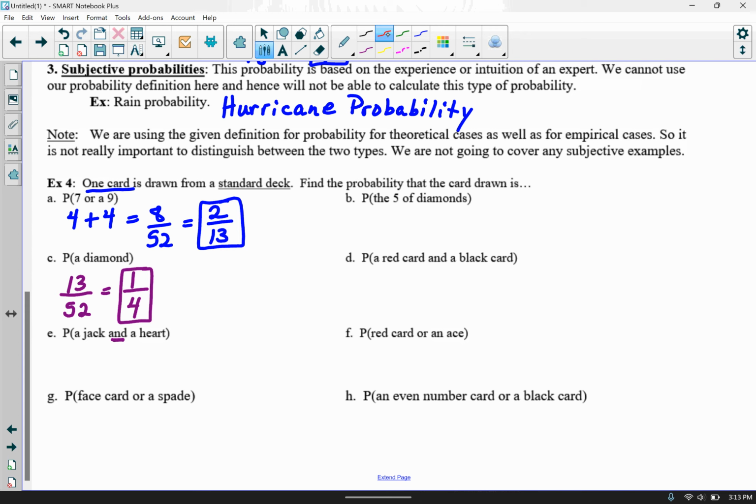Hopefully you agree. There's only one card in that deck that's both a jack and a heart. It's the jack of hearts, right? 1 out of 52. And of course, that can't be reduced.